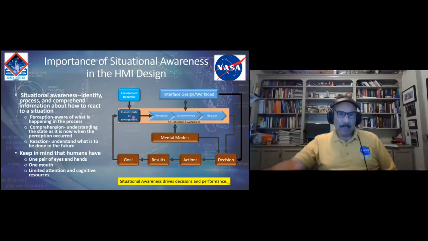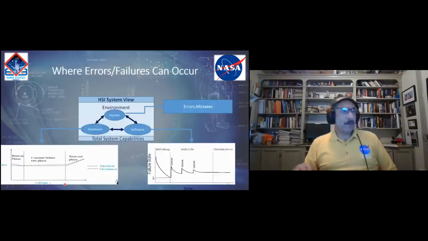You've got to keep in mind that humans only have one pair of eyes and hands, one mouth, and limited attention and cognitive resources. And that's the challenge. So situational awareness drives decision and performance, very critical in designing human machine interfaces. Again, this is one of the many different paths in designing a human machine interface for spacecraft applications and even other applications as well. And so errors and failures can occur, and there are different areas where they can occur.